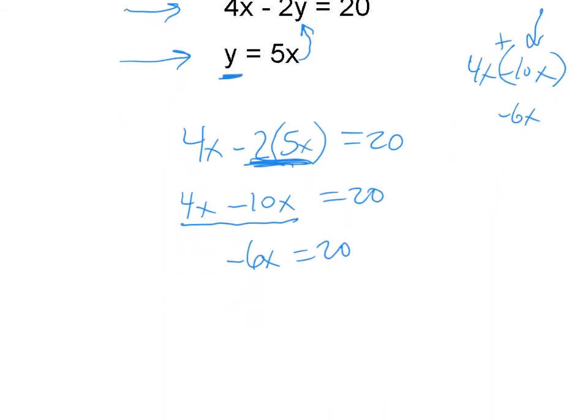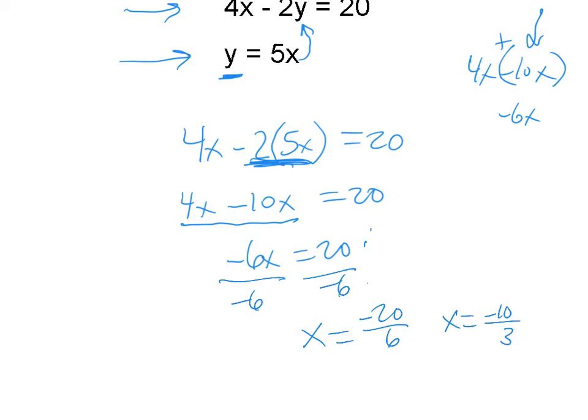Almost done. Okay, I'm going to divide both sides by negative 6. Okay, and so I get x equals negative 20 over 6, because a positive and a negative, right? Now I can reduce these. I can divide them both in half. X equals negative 10 over 3.